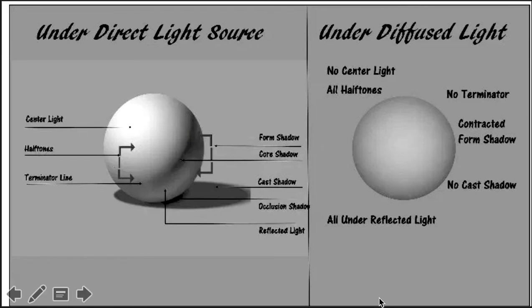And if you look over here, this is just showing you a ball under diffuse light. So there's lots of different lighting scenarios. The one we're going to be discussing mostly is just a single object under direct light. And the ball is just sort of hovering in space. It has no real cast shadow.